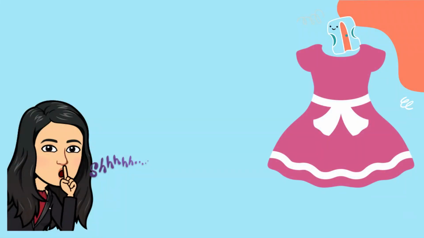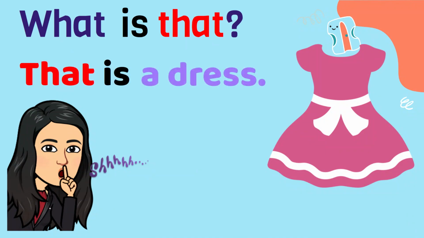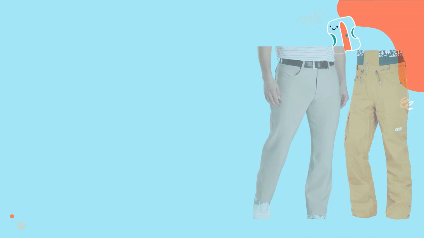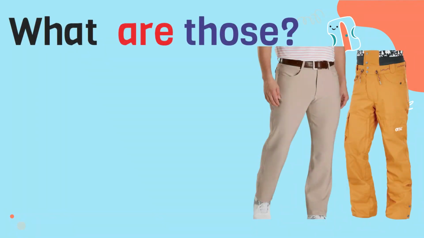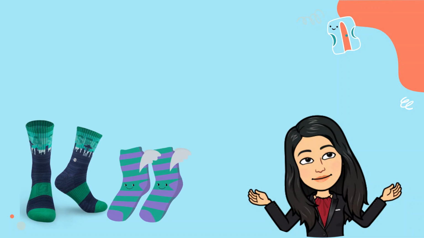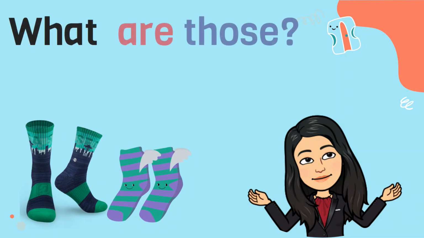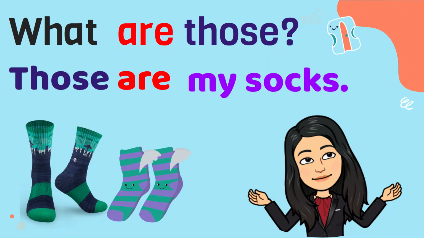Okay, how about this picture? Can you try to make the question? We can say, what is that? That is my dress, or that is a dress. And then, based on this picture, we can say, what are those? Those are my pants. How about this one? What are those? Those are my socks.